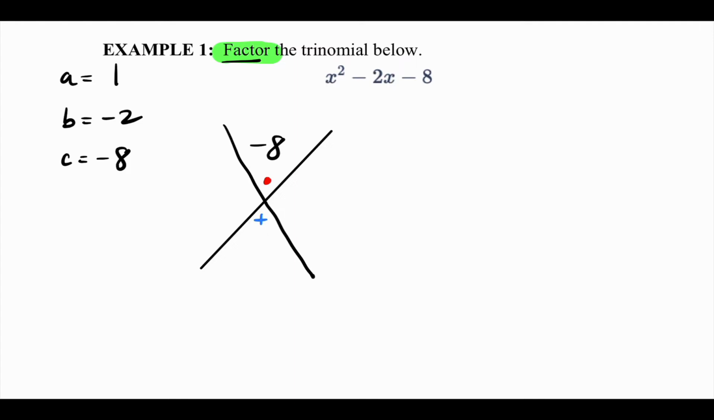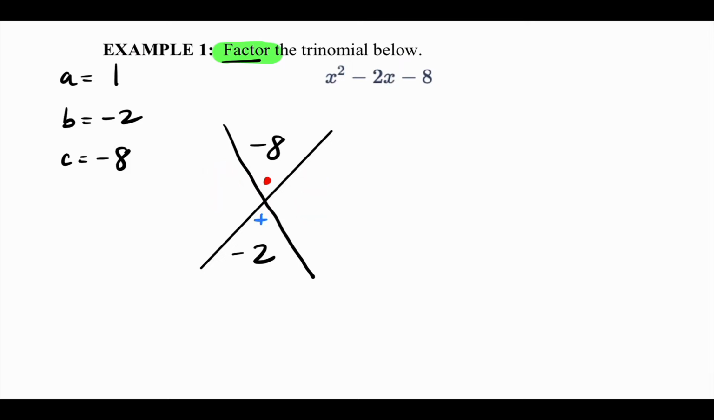Whatever B is, positive or negative, it always goes on the bottom. So B is negative 2, so I'm going to put negative 2 down. Okay. Now what I have to do is figure out what goes here and what goes here. That's what I have to figure out.